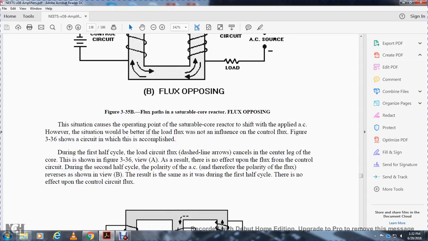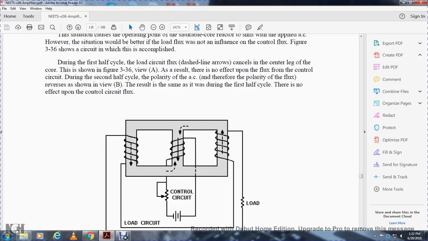With AC applied, however, the situation would be better if the load flux did not influence the control flux. Figure 336 shows a circuit where this is accomplished. During the first half cycle, the load circuit flux, the dashed line arrows, cancels in the center leg of the core, as shown in Figure 336 View A. The result is that it has no effect on the flux from the control circuit. During the second half cycle, the polarity of the AC reverses, as shown in View B. The result is the same as during the first half cycle: there is no effect on the control circuit flux.